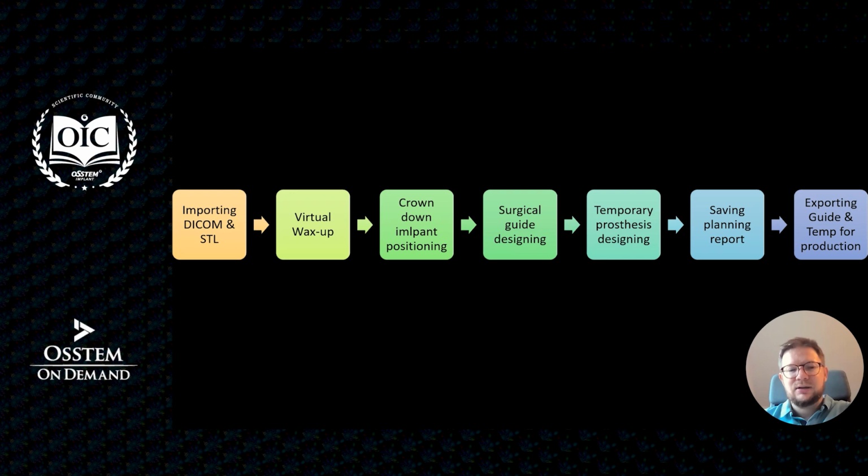It's the start, it's importing the DICOM and STLs. This is the data which are needed to perform the guided surgery. Then step 2 is virtual wax-up design, crown-down implant positioning, so the backward planning, surgical guide design, then designing of the temporary prosthesis. This is also sometimes very important for some cases to be able to plan the temporary prosthesis. It could be a single crown or it could be a bigger superstructure.